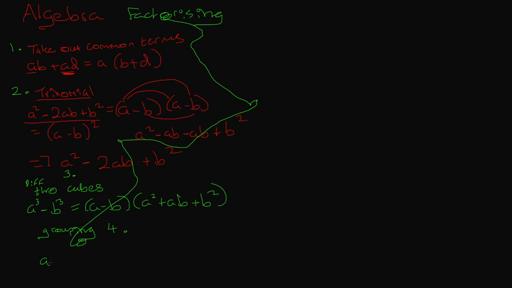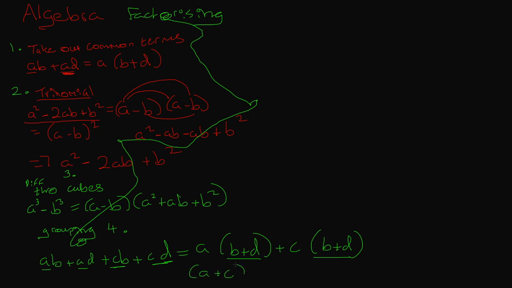Okay, so say we had ab plus ad plus cb plus cd. Well, we'd group them because these have a in common, so we'd have a, b plus d. Then these two have c in common, so we do plus c, b plus d. Then, because these are both the same, we can do (a plus c)(b plus d). Alright, nice. And that's how we do that one.